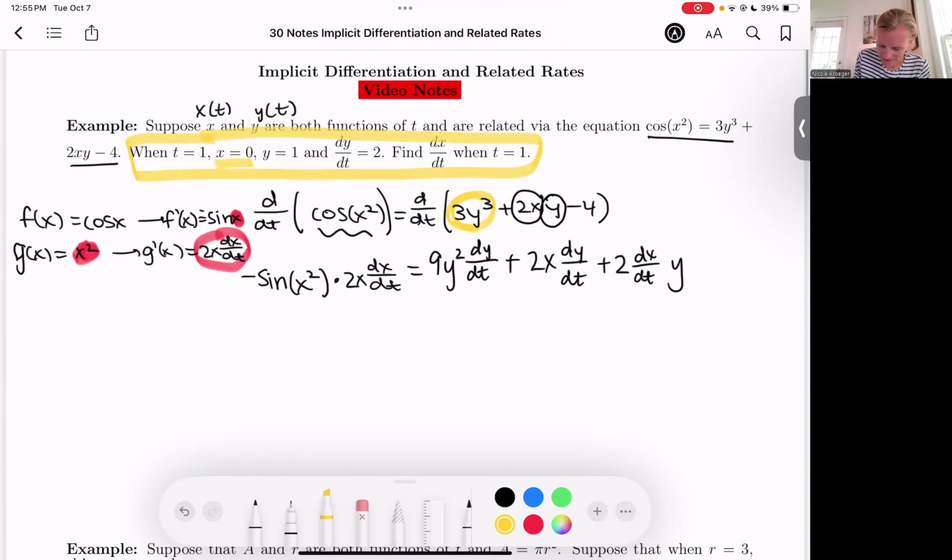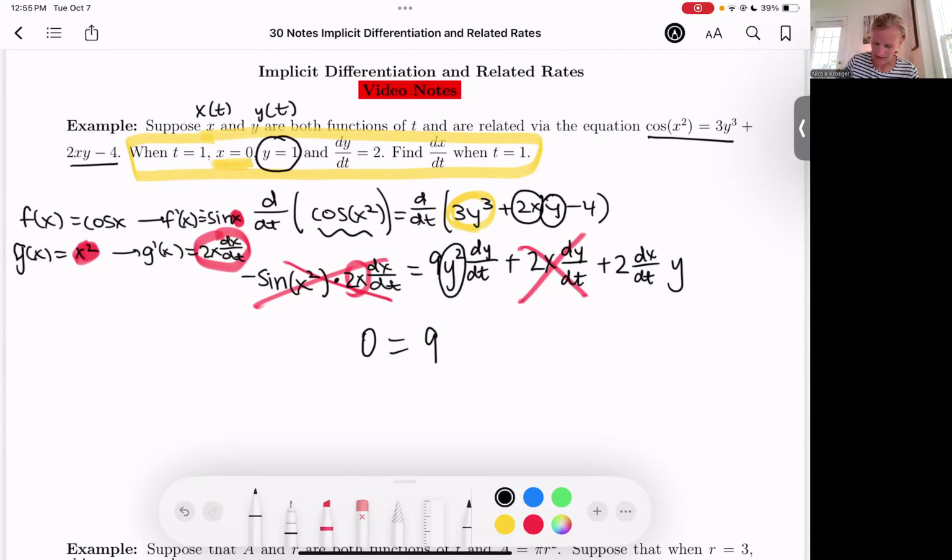So they've told us that x is equal to 0, so let's replace all the x's with a 0. When I do that, this whole term will go away because I'm going to have 0 times something. And this term is also going to have 0 times something, so that whole term will be 0 as well. So we're going to have 0 on this side of the equation. We know that y is equal to 1, so we can replace all of our y's by a 1.